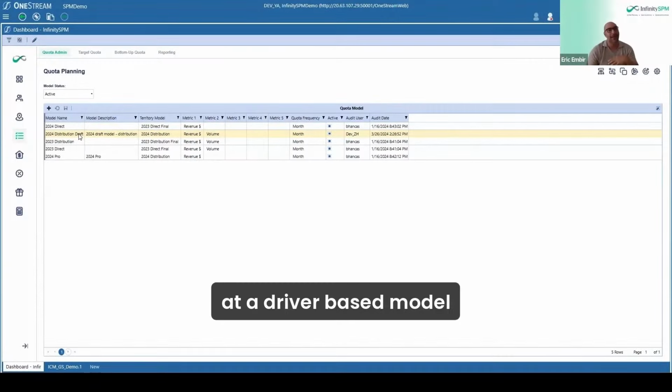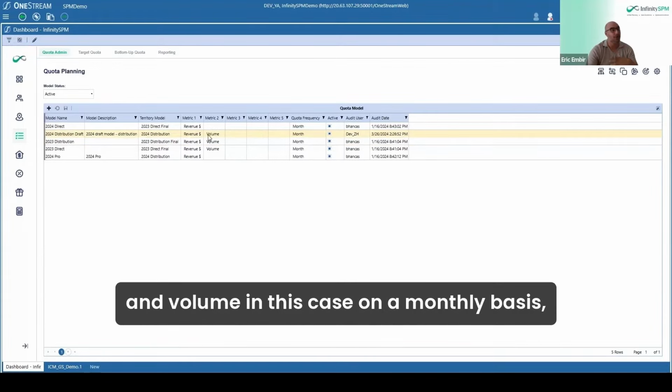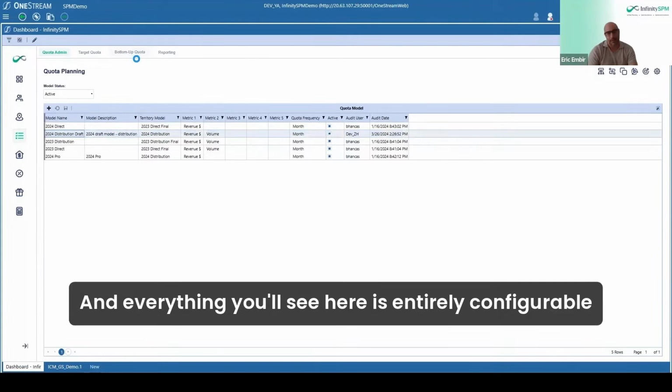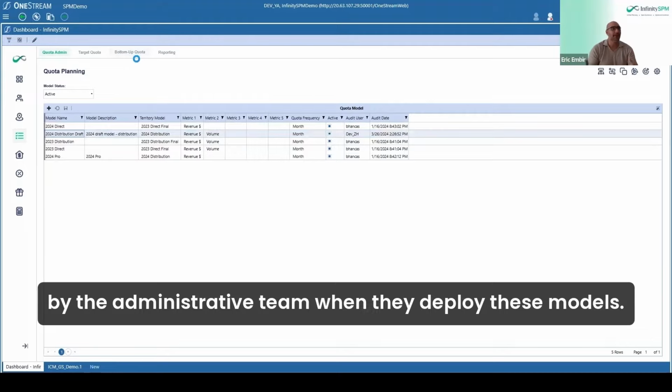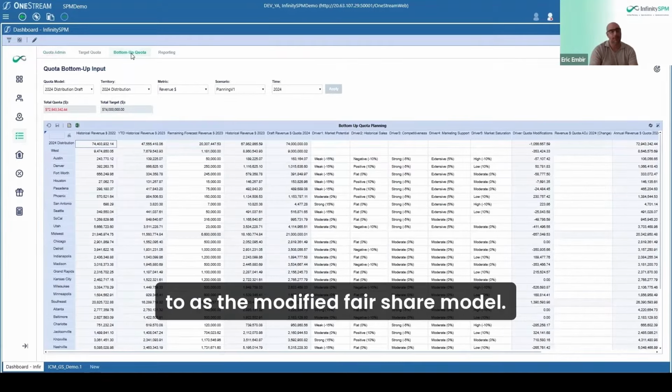So if we were to take a look at a driver-based model that is responsible for allocating revenue and volume, in this case on a monthly basis, we can see what those models look like. And everything you'll see here is entirely configurable by the administrative team when they deploy these models. So if we take a look at this bottom-up model here, again, this is a model that we'll typically refer to as the modified fair share model.